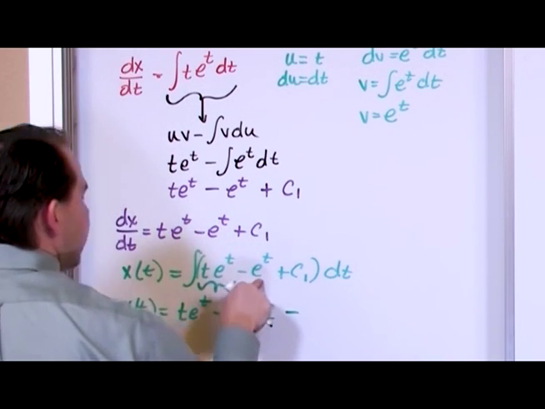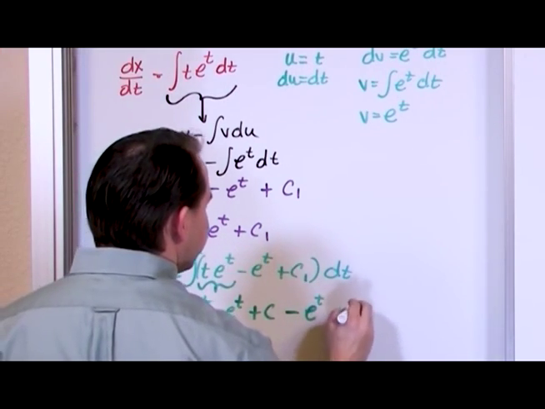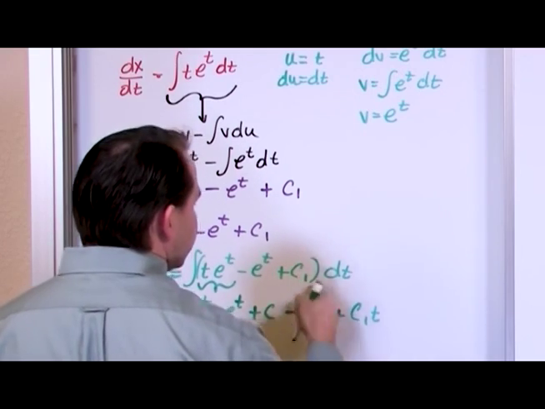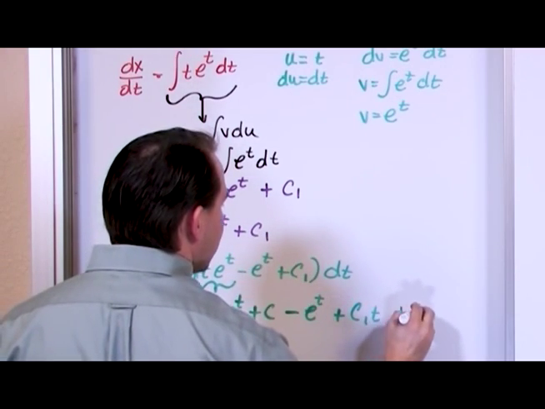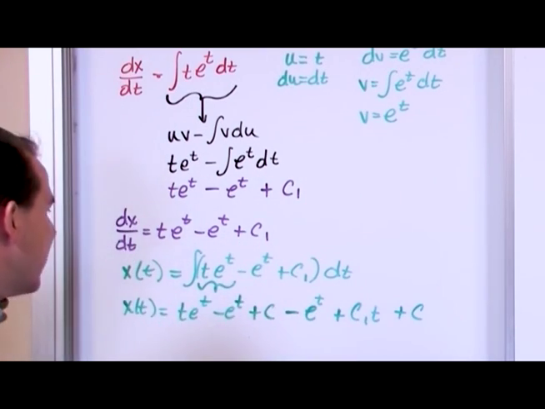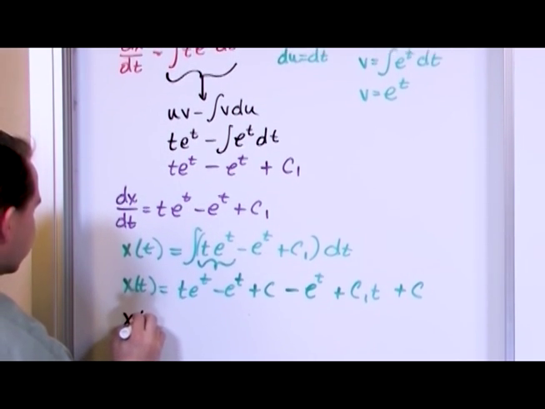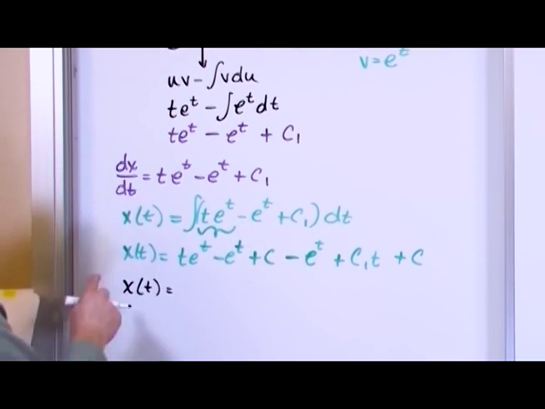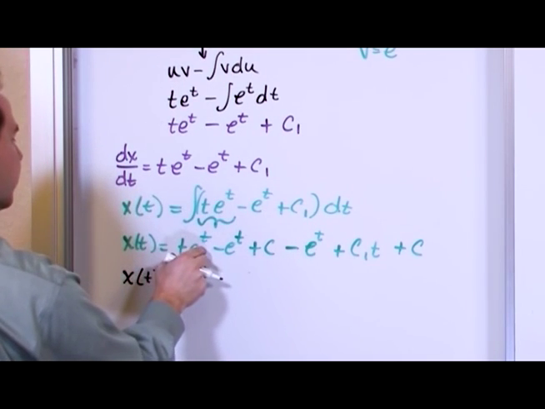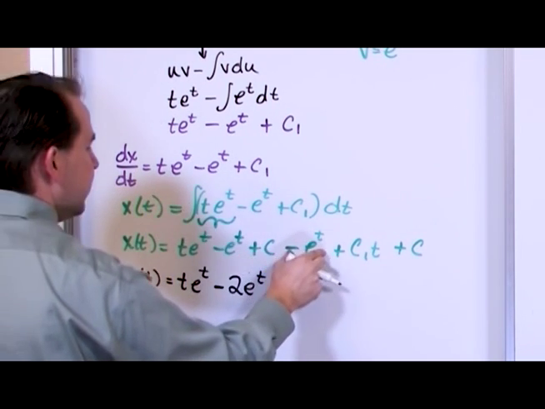Now, minus the integral of this term is very easy. It's just e to the t. And the integral of the last term is very easy. It's just c1 times t. And then we have a constant of integration from the end as well, so we'll call that c. In general, we're integrating this, so we always slap a constant of integration at the end. So what I'm going to do now is rewrite this. x as a function of time is equal to, let's simplify terms here, t e to the t, that's this term. These two terms can be combined, minus 2e to the t, because it's minus e to the t minus e to the t.